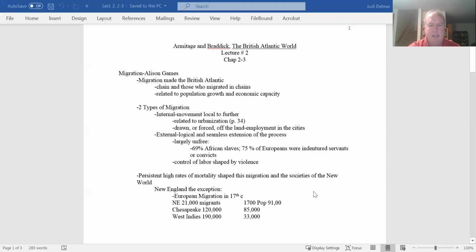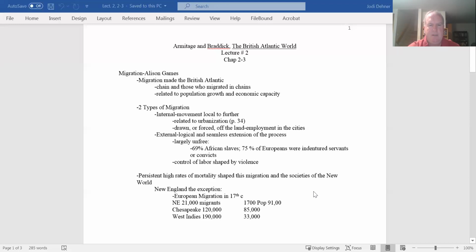Most of the colonists stayed there, and because it was relatively healthy. In fact, in the 17th century, living in the greater Boston area, the average lifespan was 79 years, right? So that's almost comparable to what we have today. So the New England colonies, you had 21,000 migrants, most of them who came in the 1620s. By 1700, that population had increased to 91,000.